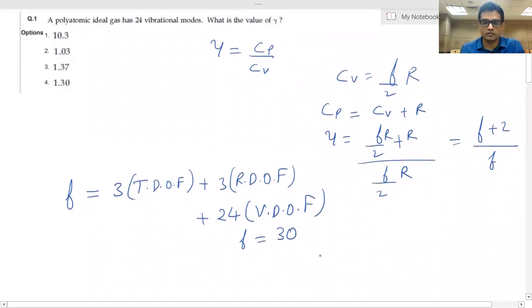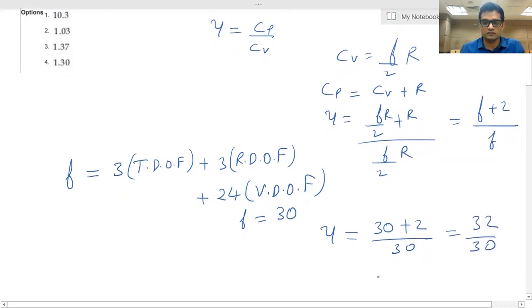So now it is easy to calculate gamma. Gamma will be (F plus 2) upon F, so it will be 32 upon 30. So gamma is 16 by 15. So it is coming out to be approximately 1.03. So option 2 will be correct.